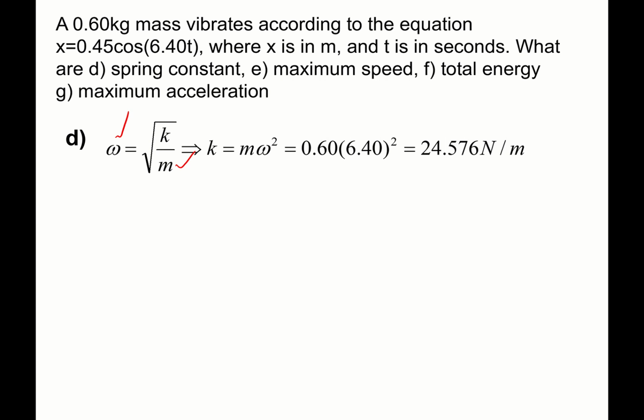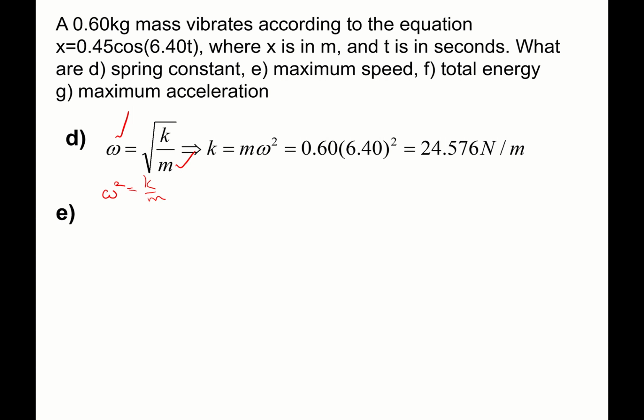So how do I rearrange it? First thing I would do is get rid of the square root. So I would square both sides and get omega squared is k over m. That means that k is equal to m times omega squared. And then I just put in my numbers, and I get 24.576 newtons per meter, or about 25 newtons per meter.